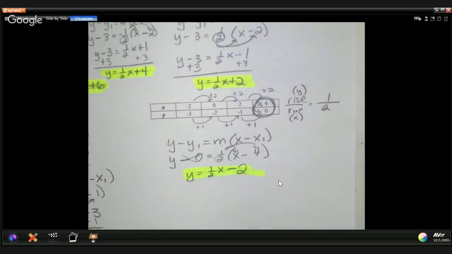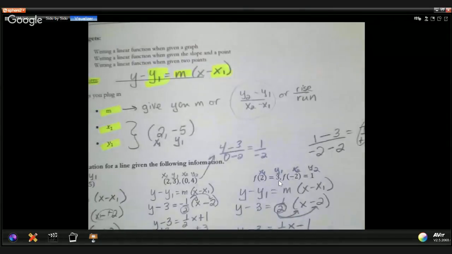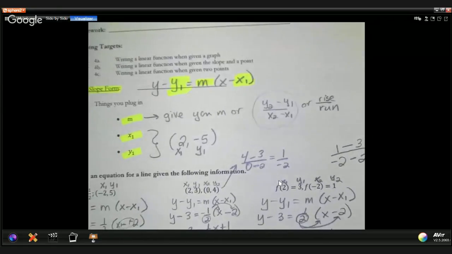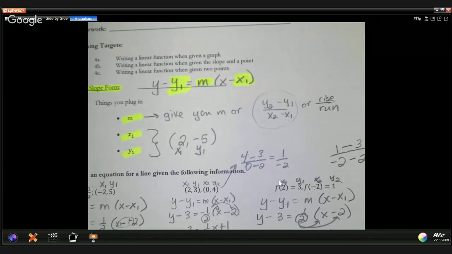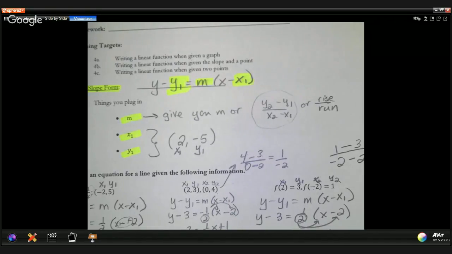Okay. All right, so these problems have a little bit more of a process. You have to plug in 3 different things. And the hardest thing about this is when you're not given your slope and you have to find your slope. And remember, you can find your slope by counting rise over run or by using your formula y2 minus y1 over x2 minus x1.